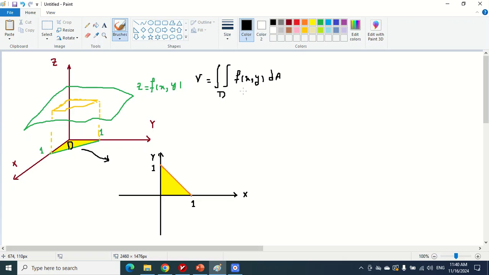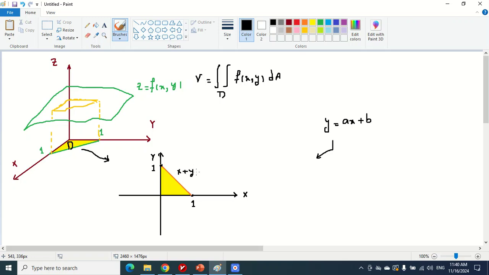You know the formula of a line is y equal to ax plus b. Since the y-intercept and the x-intercept are both given as 1, meaning if x equals 0, y equals 1, and if x equals 1, y equals 0, the formula for that line is x plus y equal to 1.